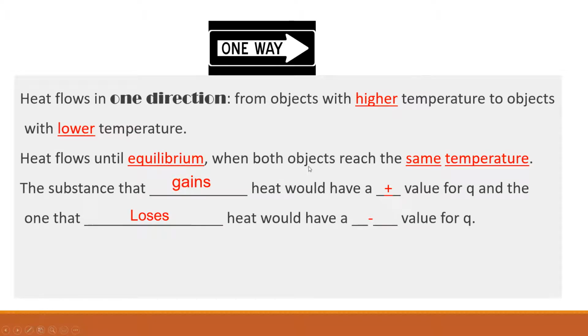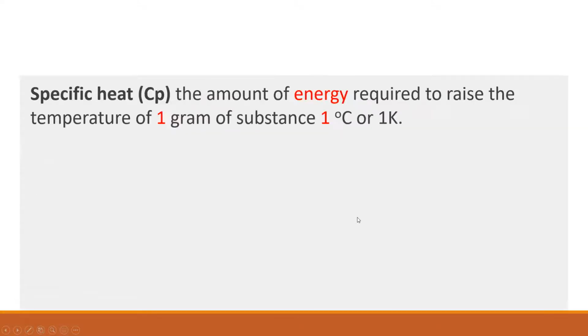Okay, as you saw, heat flows in one direction, from the higher temperature thing to the lower temperature thing. And it keeps going until they reach equilibrium, basically when they reach the same temperature. The thing that gains heat, we've talked about, has that positive value. The thing that loses heat has a negative value, okay? So those are big picture things.